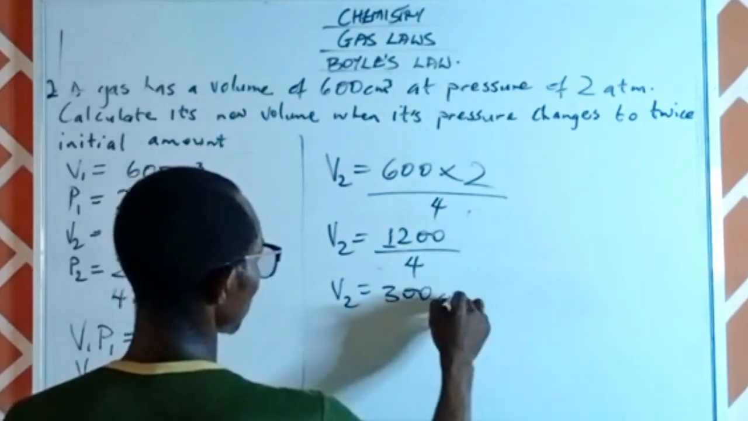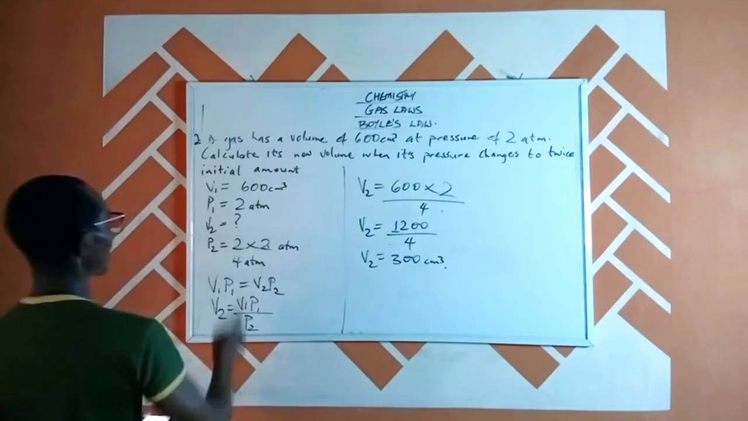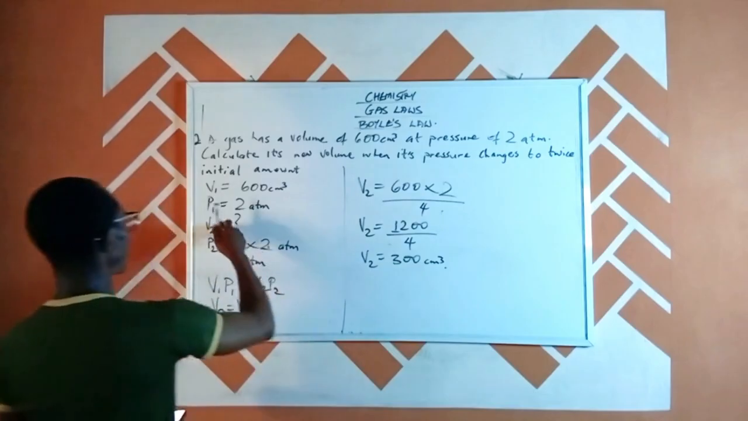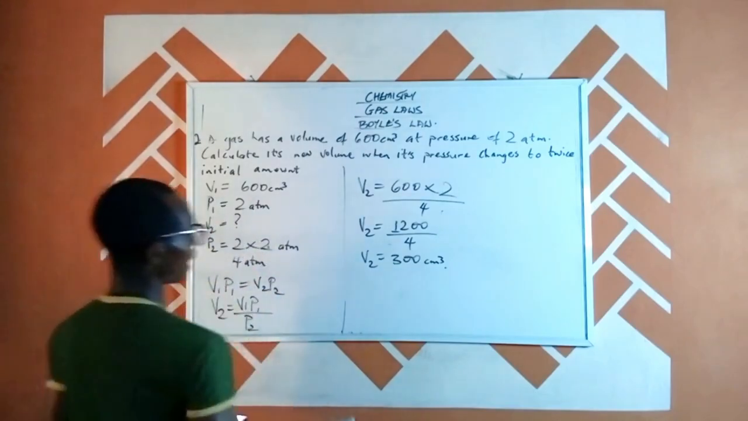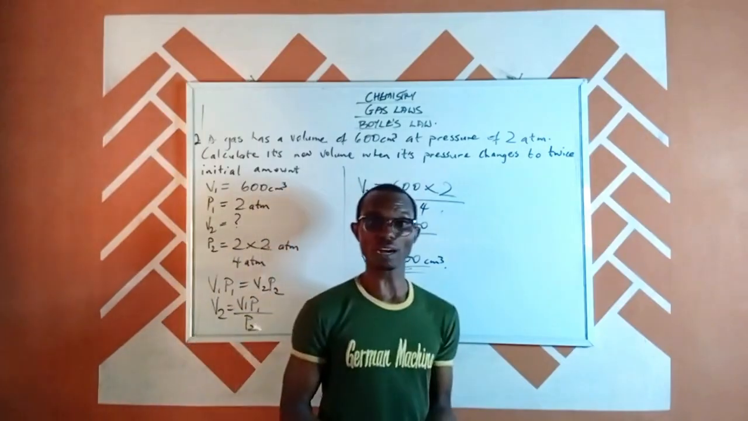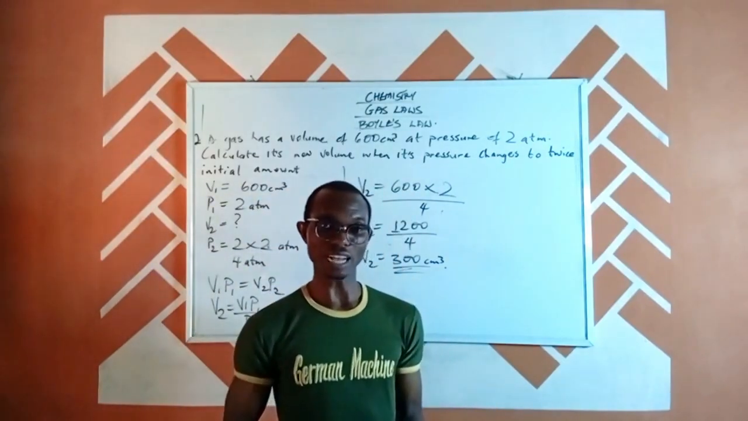300 centimeter cube. So if you look at it now, the volume was 600, now it is 300, because the pressure has been multiplied by 2. So basically that is what Boyle's law was trying to talk about when he was explaining gas laws.